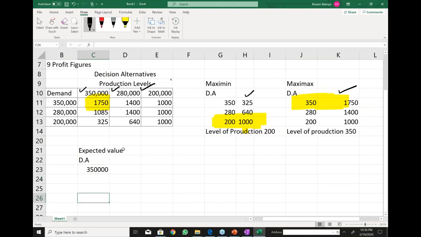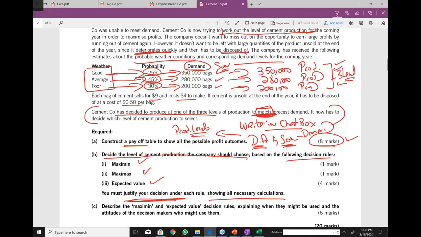Then we'll work out for 280,000. I'm talking about production levels, okay? Then we'll work out for 200,000. So these are your DAs for which you are doing the calculations. Clear? Now, are you given the probabilities here? Yes, we do have probabilities here. That is 25, 45, and 30%.